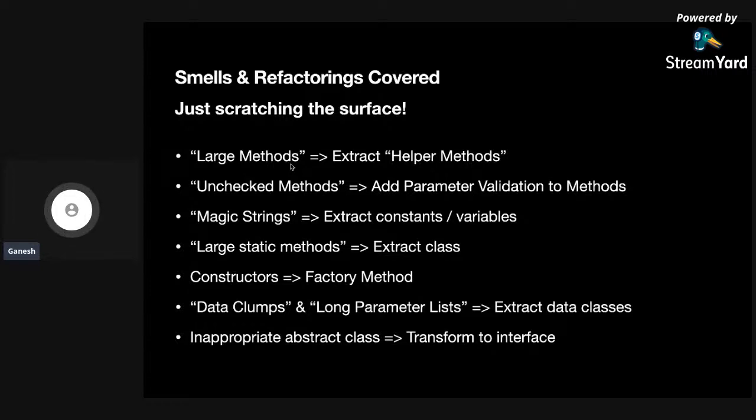When we have constructors, we can extract or transform some of them by adding factory methods. When you have data clumps and long parameter lists, we can extract them into data classes. When you have an inappropriate abstract class, we can consider transforming it into an interface. This is only some of the examples, and what's interesting is that almost all of this is something that is automatic.